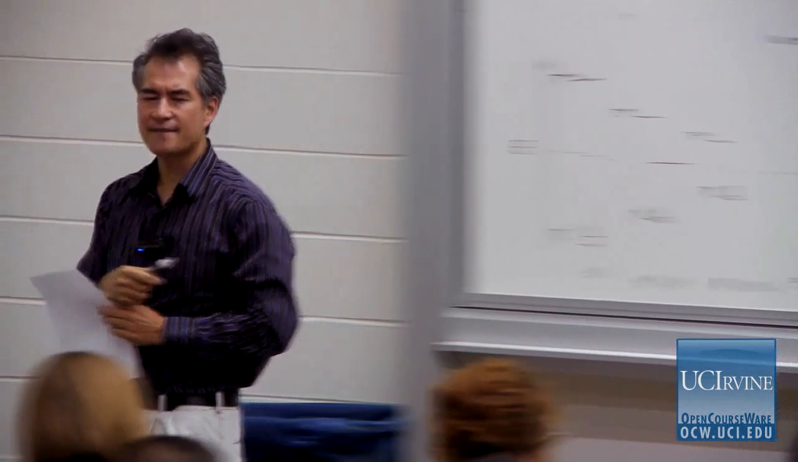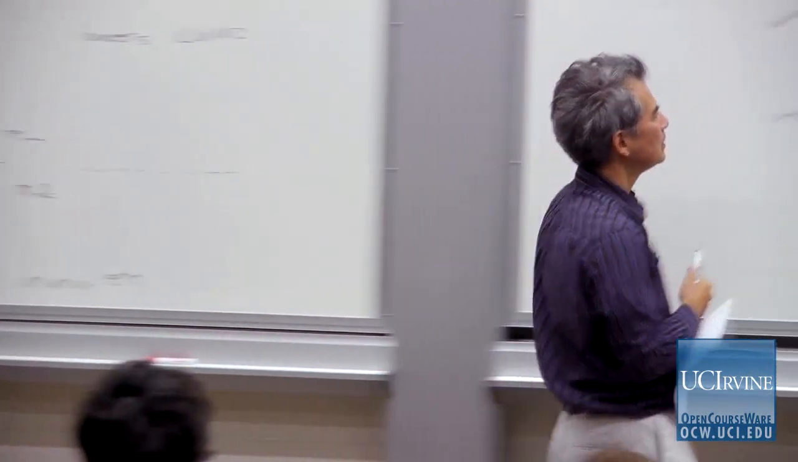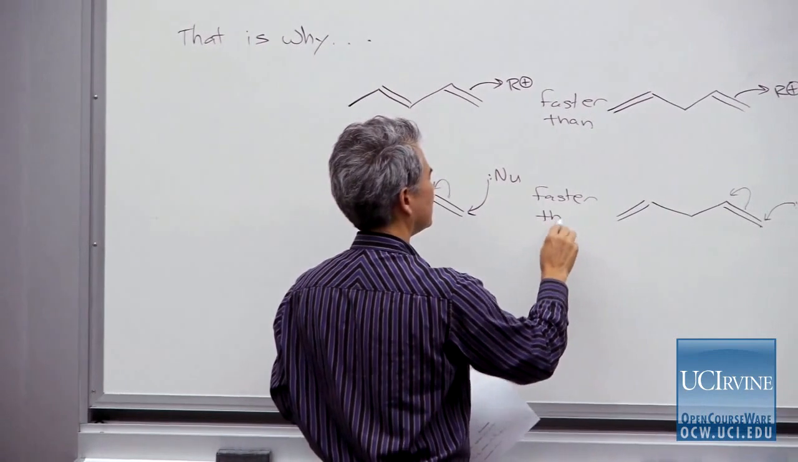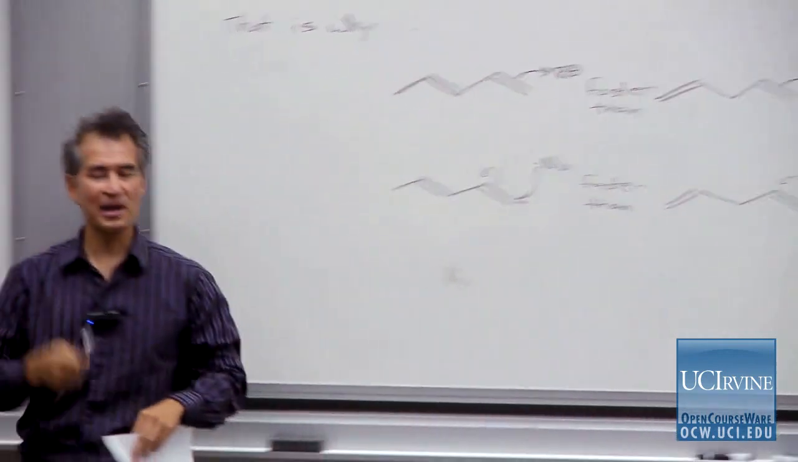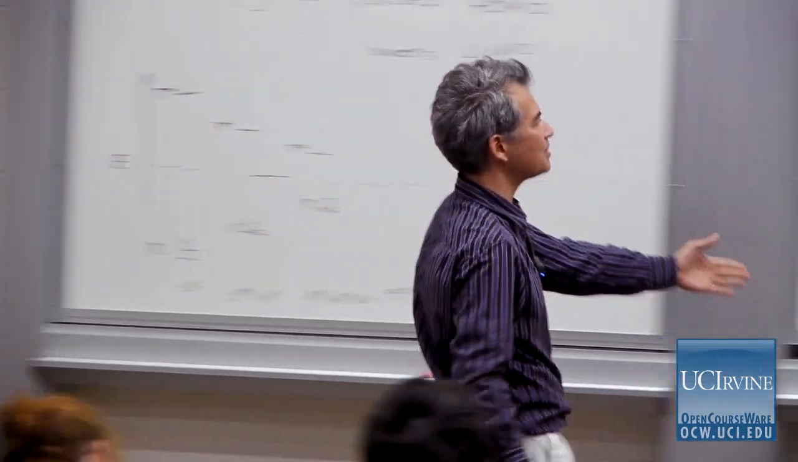Which of these should react faster with a nucleophile? The conjugated or the non-conjugated? The conjugated should react faster. They both react faster. Nucleophiles and electrophiles react faster with conjugated systems.